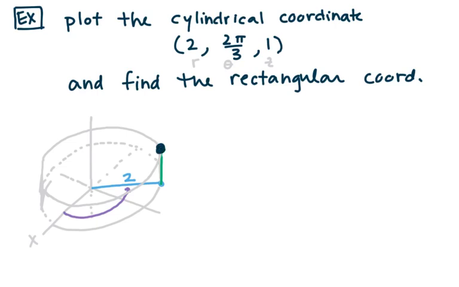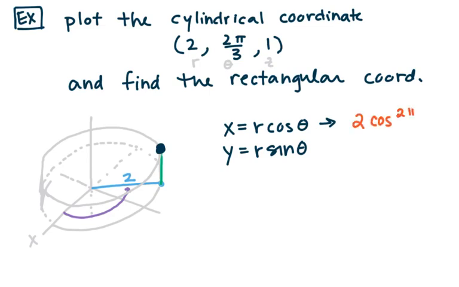we're ending up at this point in space. And converting that, we have x equals r cosine theta, y equals r sine theta. So I'm going to have 2 times the cosine of 2 pi over 3 and 2 times the sine of 2 pi over 3. We know both of these values on our unit circle. Cosine will be negative, sine will be positive. Going back to pi over 3, we know the ordered pair there would be 1/2, root 3 over 2.